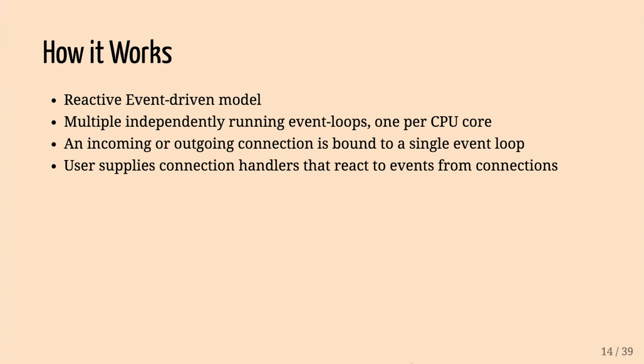So all of the major frameworks are kind of working that way, and in that regard, we're sort of following suit. So Colossus follows this reactive event-driven model where we have multiple independently running event loops, generally one per CPU core, but you're able to configure that how you want. And as I said, an incoming or an outgoing connection is bound to a single event loop for its lifetime. And then the user is going to supply a connection handler for each connection that is going to react to events that come in from those connections. So mainly when new data is available to process, or when the connection closes, or when the connection first opens. These are the kind of events that you're going to handle.